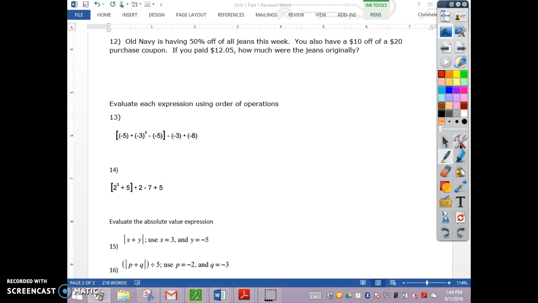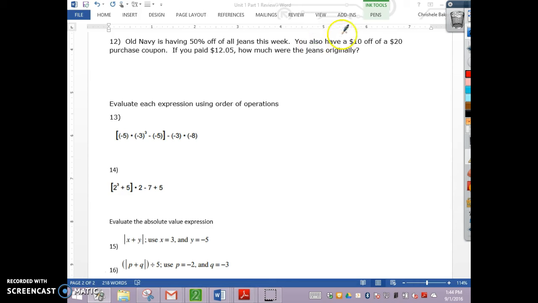Okay, Old Navy is having a 50% off of all jeans this week. You have $10 off a $20 purchase. You paid $12.05. How much were the jeans originally? Okay, so our original price is the variable. So 50% off, and then we can use our coupon. So 0.50x, subtract that $10 coupon is $12.05.